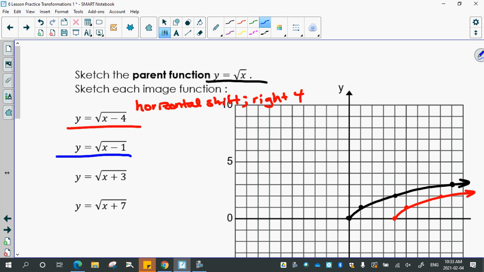Okay, based on that, what do you think about y equals the square root of x minus 1, where the minus 1 is under the square root with the x? You go 1 to the right, it's going to start 1 to the right, good. And then you're still going to go over 1 up 1, over 1, 2, 3 up 1, over 1, 2, 3, 4, 5 up 1. So that's a horizontal shift. Right 1.